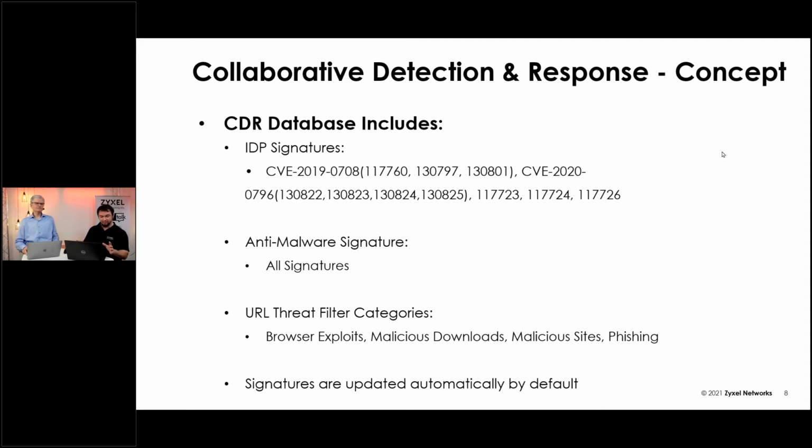And yeah, anti-malware signature, we got all the signatures which are provided by our respective partner, maybe that be Bitdefender, Kaspersky, whoever we are working with at that specific time. And the URL threat filter categories are also set by the respective partner which we work with. And that's also taking a look into browser exploits, malicious downloads, malicious sites, and phishing.